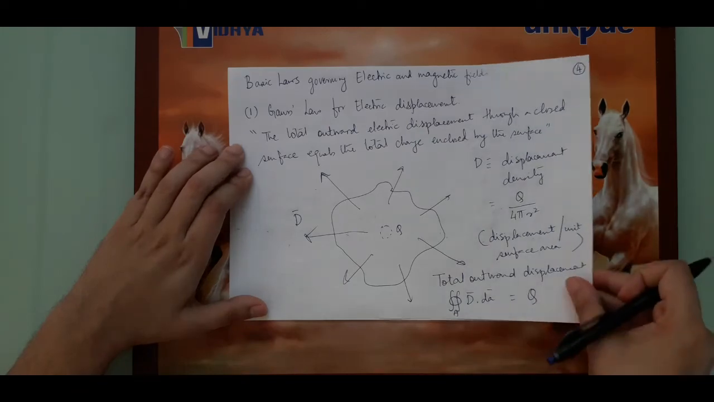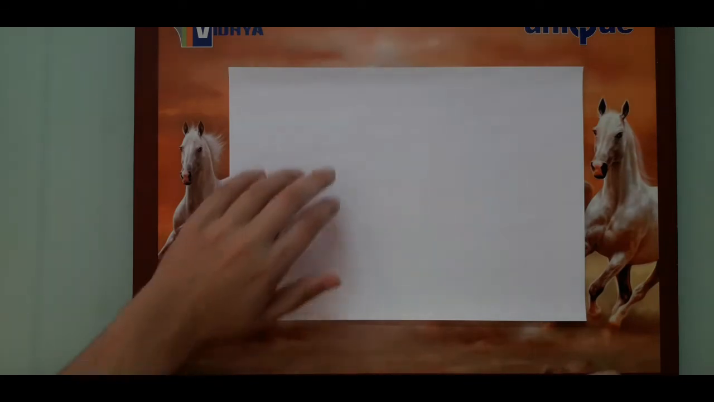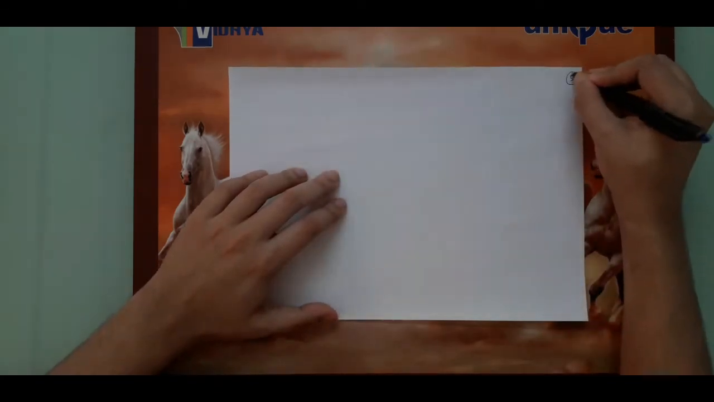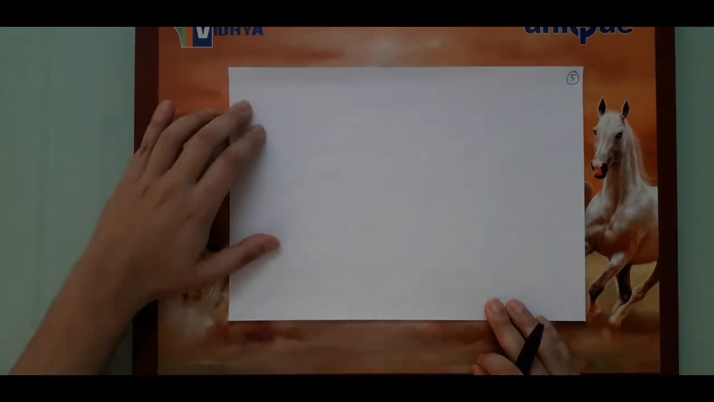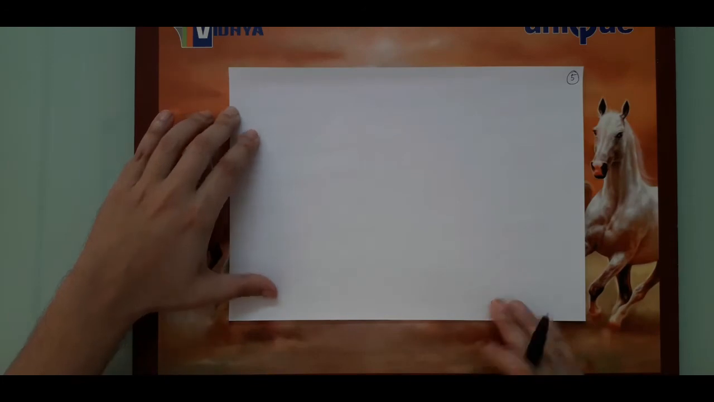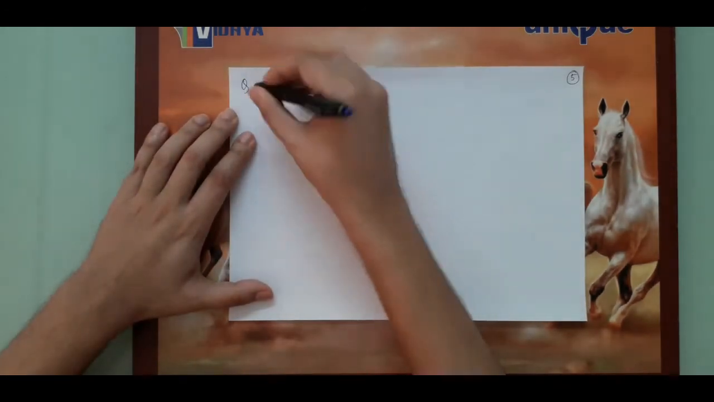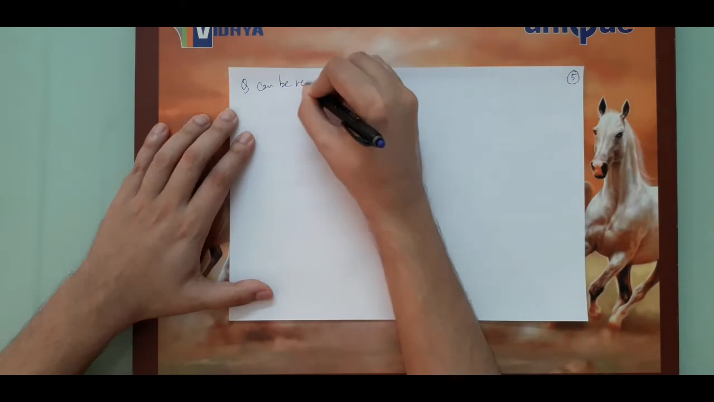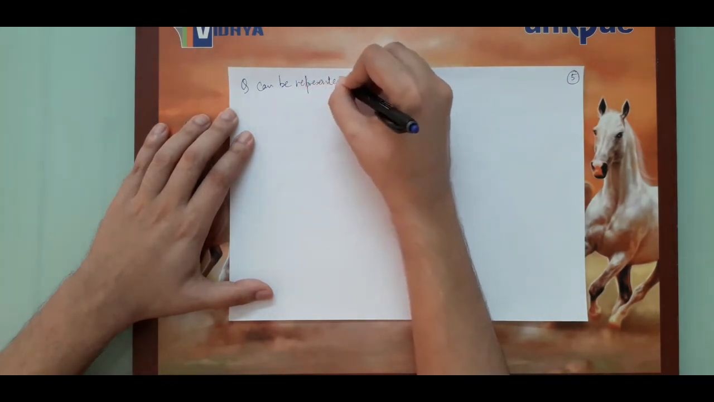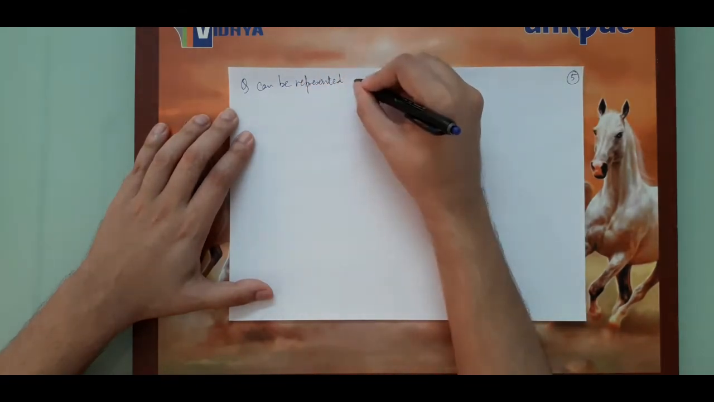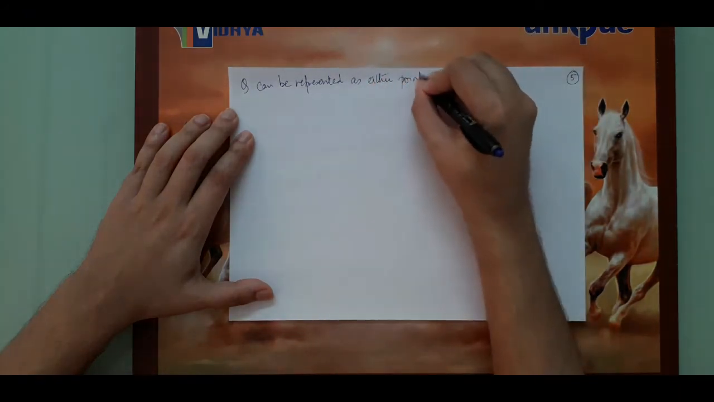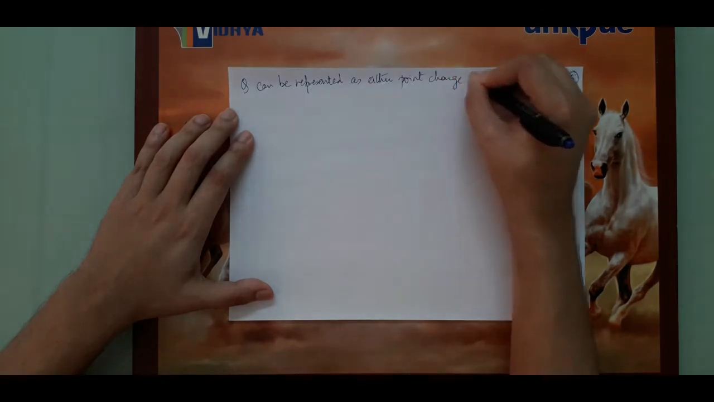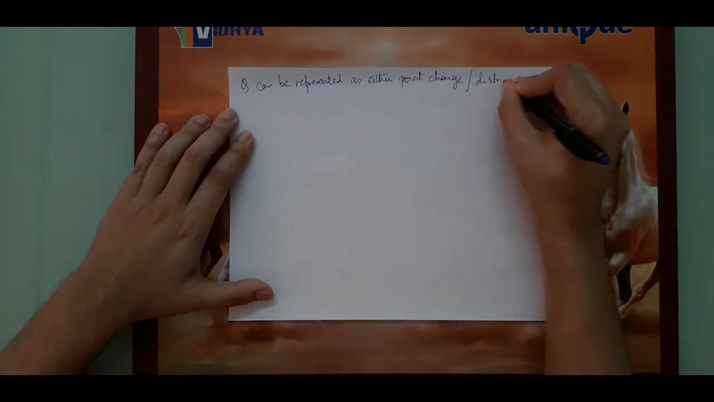Now, so far it's okay. But what we do not know about the charge Q is that it could be a single point charge or it could be a group of charges. So therefore, Q can be represented as either a point charge or distributed charge.